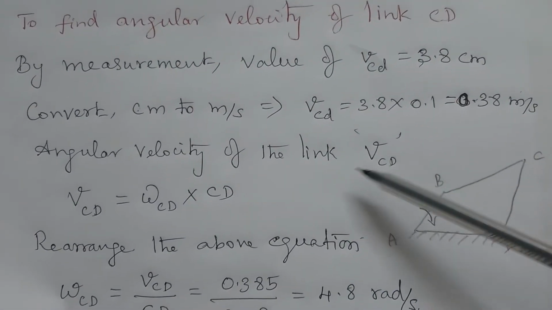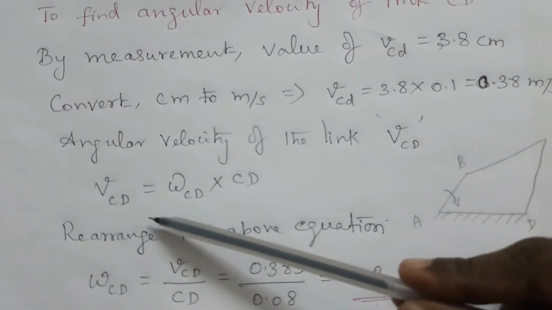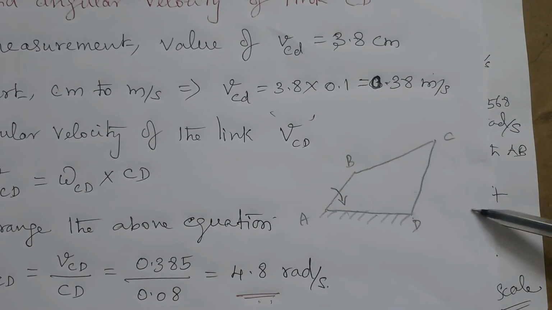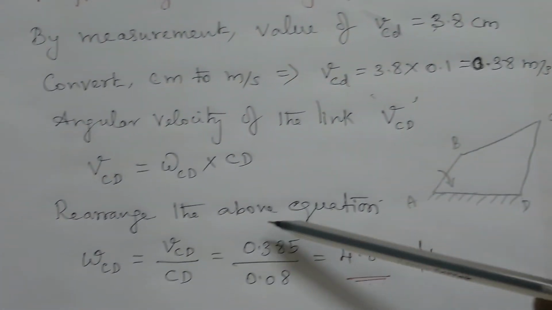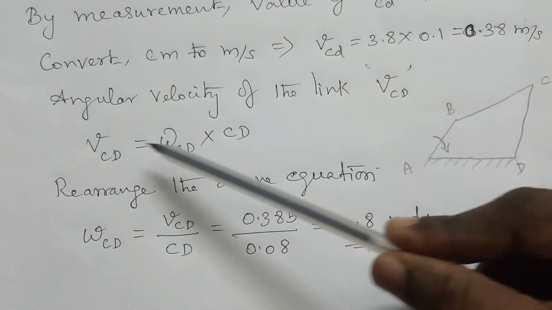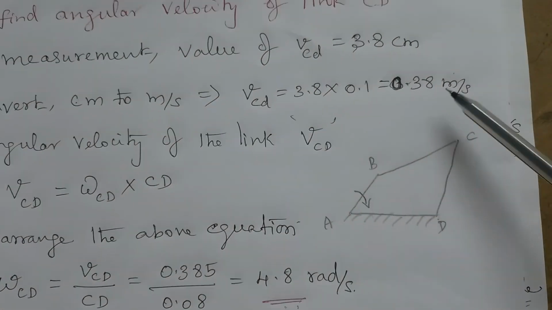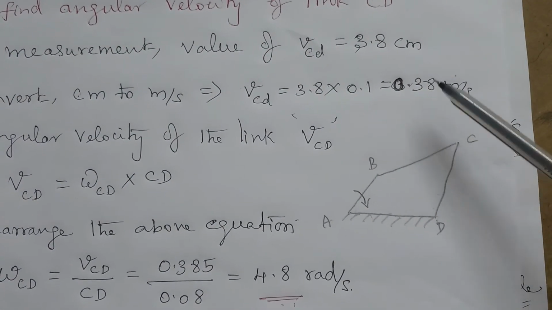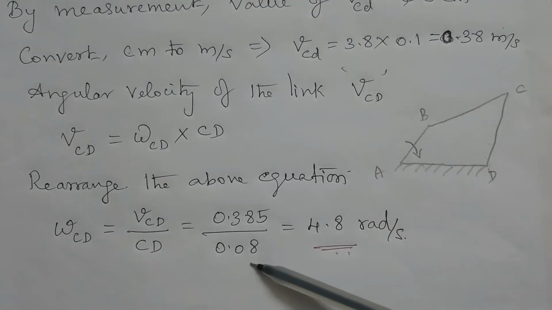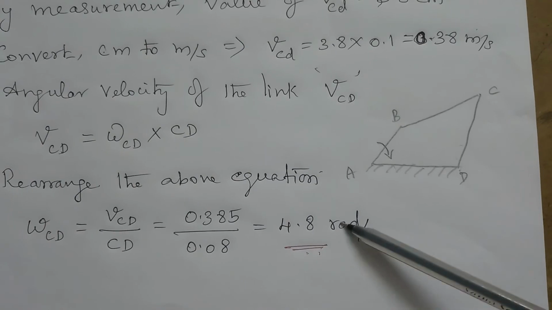To find the angular velocity of the link CD, the velocity formula is VCD equal to omega into CD, the length of the link CD, which is the actual length of the link. Rearranging the equation to find omega, you will get omega CD equal to VCD by CD. VCD is what we found here, 0.38 meter per second, and the actual length of the link is 80 mm. Converting 80 mm to meter, you get 0.08 meter. Once you substitute these values, you will get 4.8 radians per second.